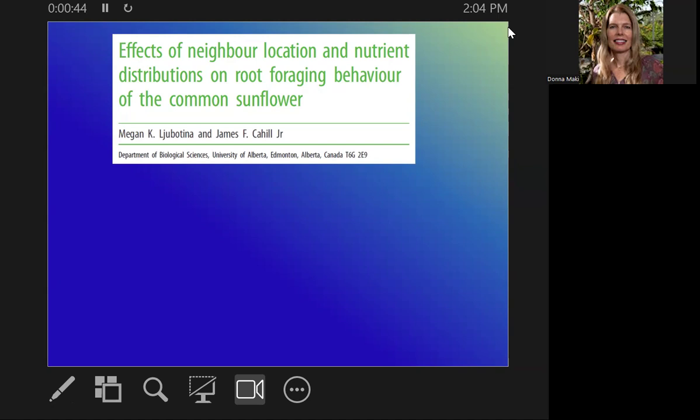minerals, like this is a really good patch for minerals. This is not so good or more dilute. How do they behave when they are faced with some options?